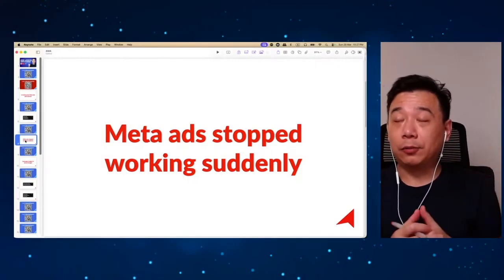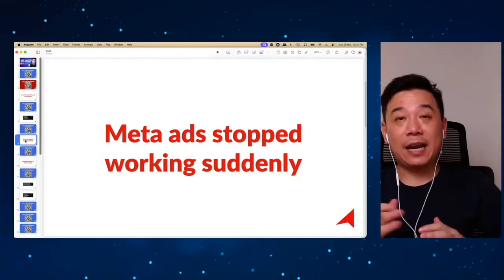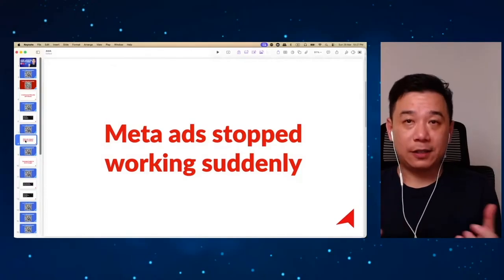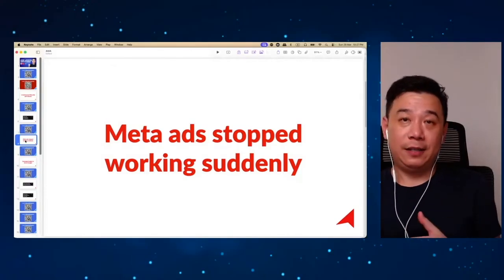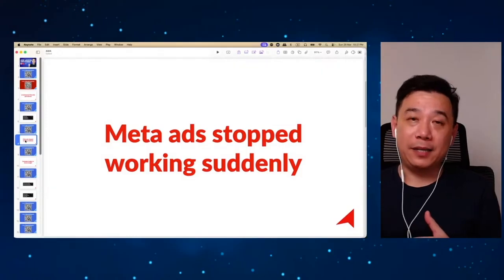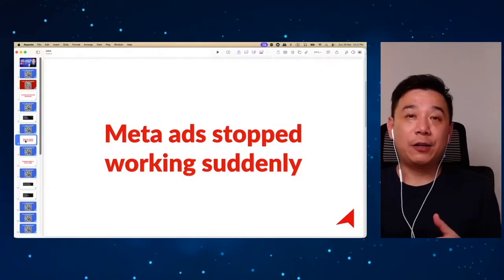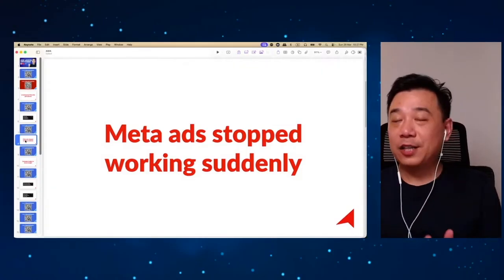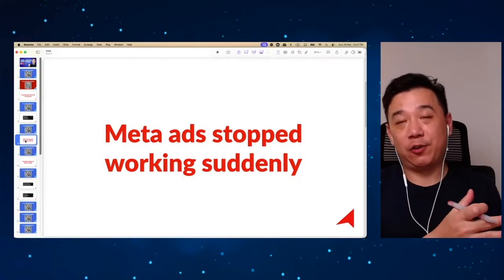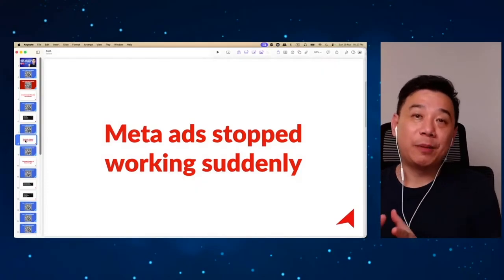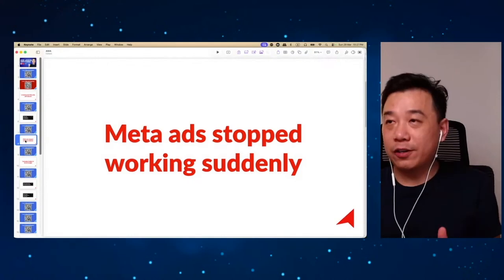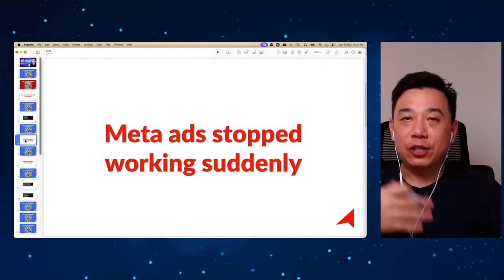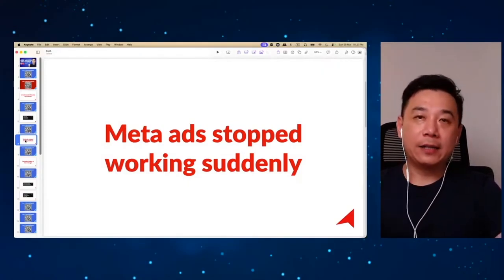Just for example, if you have been enjoying CPM at $10, which means you pay $10 to reach your audience 1,000 times, and all of a sudden it becomes $30. What does that mean? It means your ad cost has gone up by 300%. If you have been spending $10, you used to be able to reach your audience 1,000 times. Now you can only reach about 300 times. Of course, you will see everything crumble because on the front end, you reach far fewer people already. So that's the main culprit.